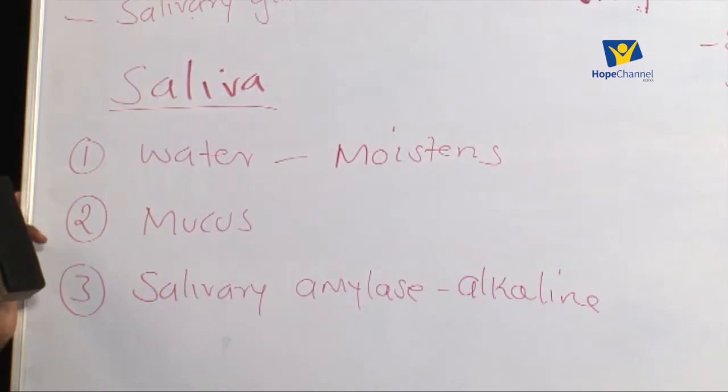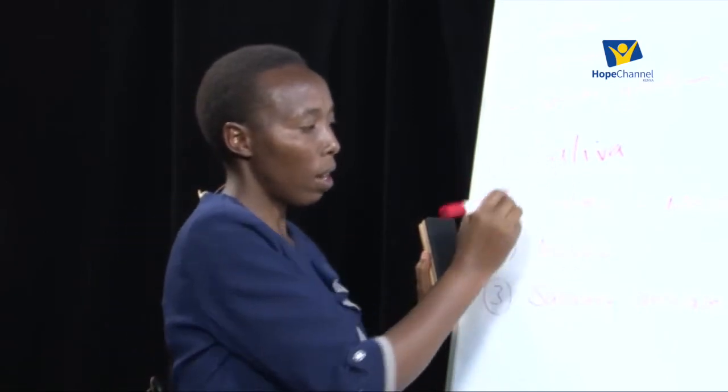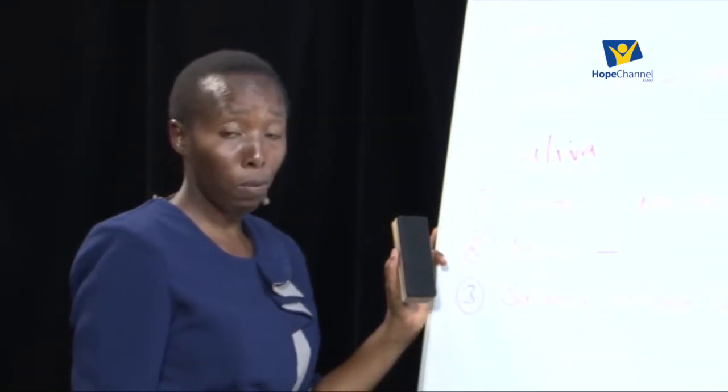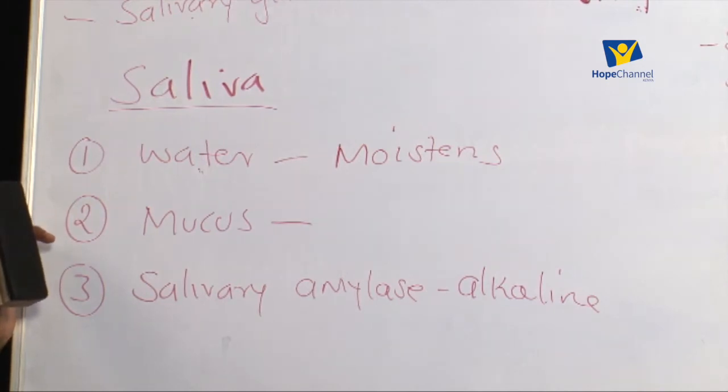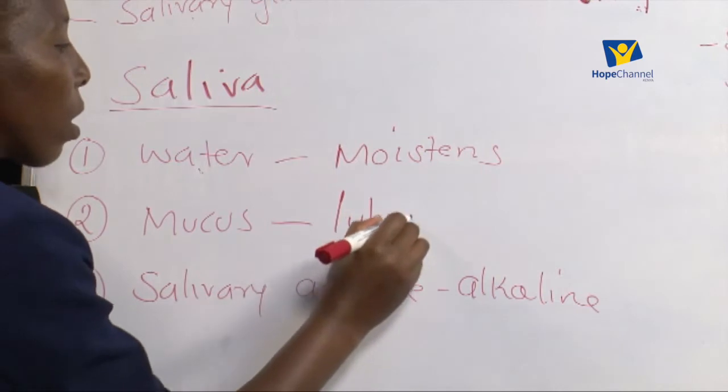At times, you can introduce dry food into the mouth. But as you chew for some time, what happens? The food becomes watery. Why? Because there is water in the saliva. We have mucus. Saliva consists of mucus. What is the role of mucus? Mucus lubricates the food.